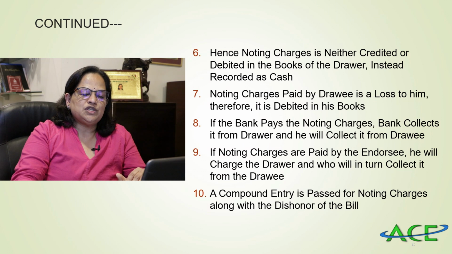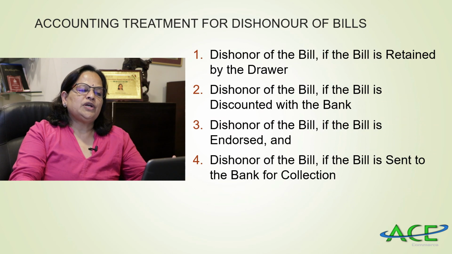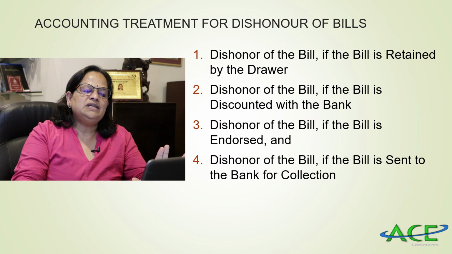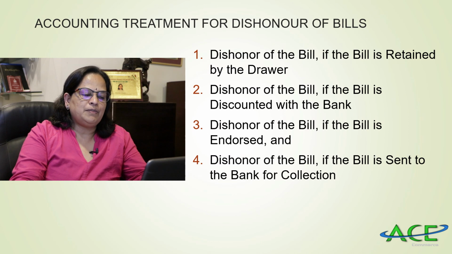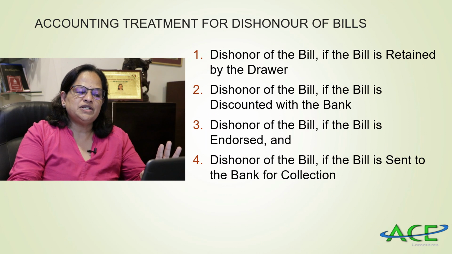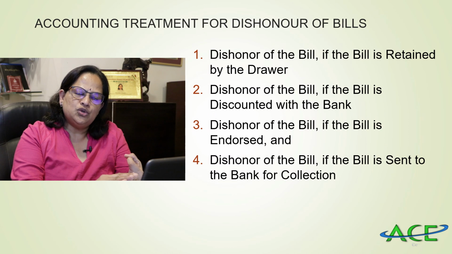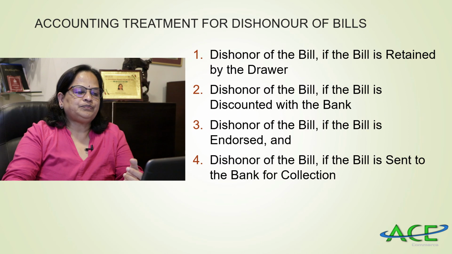A compound entry is passed for noting charges along with the dishonor of the bill. We will see the accounting treatment. For the accounting treatment for dishonor of bills, there are four options. One is dishonor of the bill if the bill is retained by the drawer. Second is dishonor of the bill if the bill is discounted with the bank. Third is dishonor of the bill if the bill is endorsed to another party. Last is dishonor of the bill if the bill is sent to the bank for collection. So four options: retained by drawer, discounted with the bank, endorsed to another party, and sent to bank for collection.